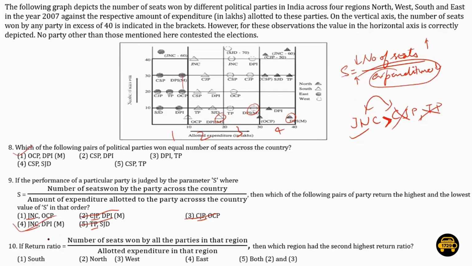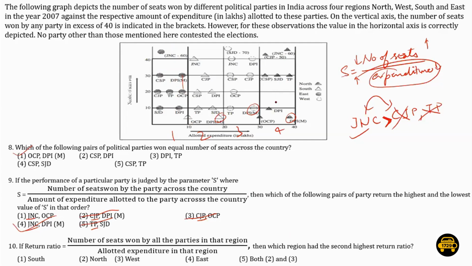Now the 10th, the next question is, if return ratio is equal to the number of seats won by all the parties in that region divided by allotted expenditure in that region, which region had the second highest return ratio? So return ratio is of a region: the number of seats won by all the parties in the region divided by the total expenditure. Now we can easily see through the graph that the best return ratio will, of course, be for this region, East, because all the expenditures are lesser than 10.